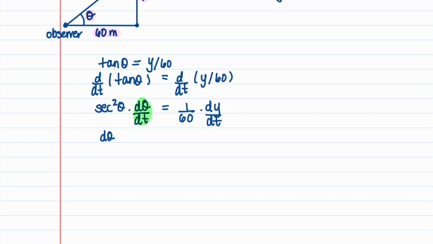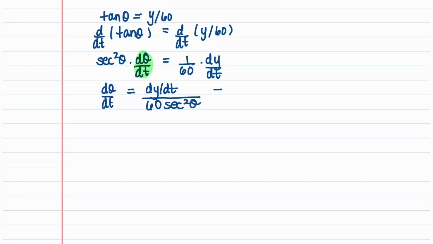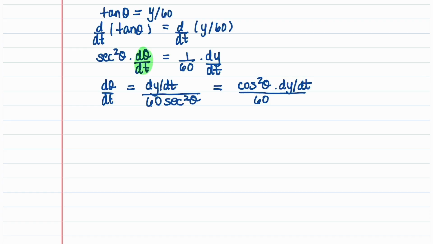We have d theta/dt is equal to, let's put the dy/dt up here on top, and then in our denominator we have 60 secant squared theta. To make this easier, let's use the fact that 1 over secant is equal to cosine. So we can write this as cosine squared theta times dy/dt, all divided by 60. And I'm going to go ahead and put that our 60 is in terms of meters.